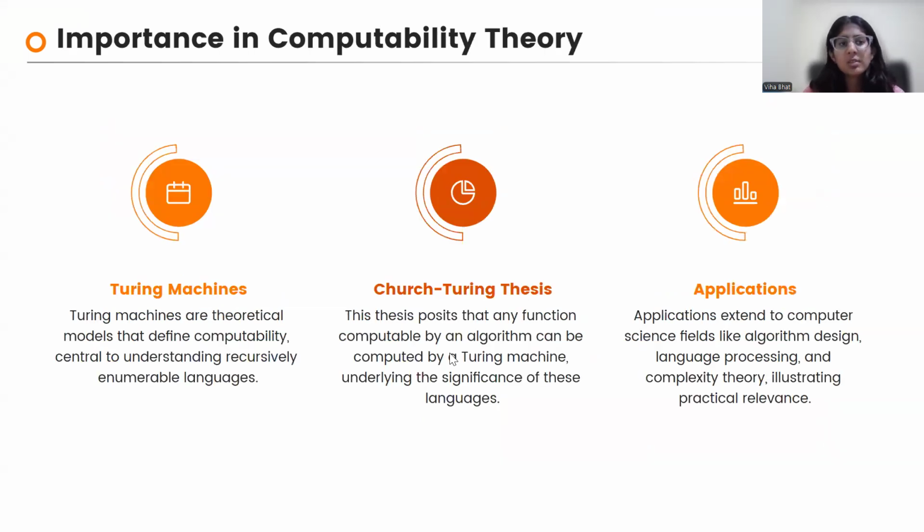Next, we're going to see the importance in computability theory. First is Turing machines. Turing machines are theoretical models that define computability, central to understanding recursively enumerable languages. Next is the Church-Turing thesis. This thesis asserts that any function computable by an algorithm can be computed by a Turing machine, underlining the significance of these languages.